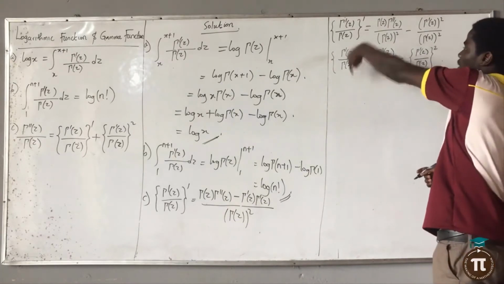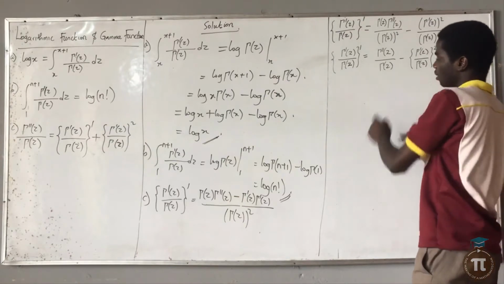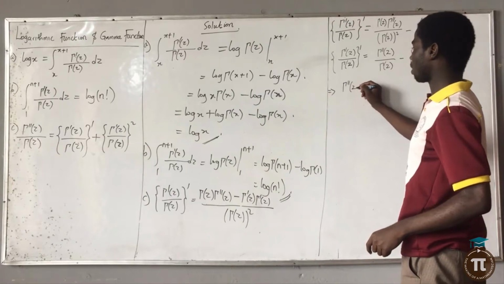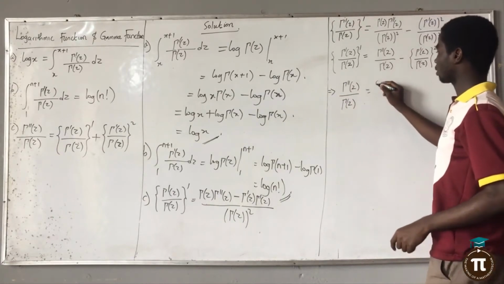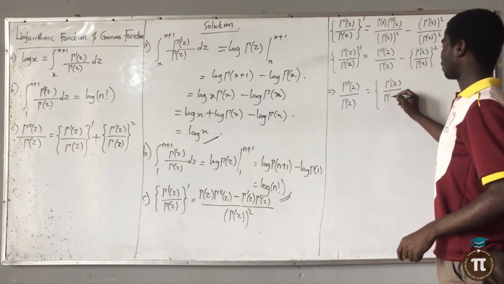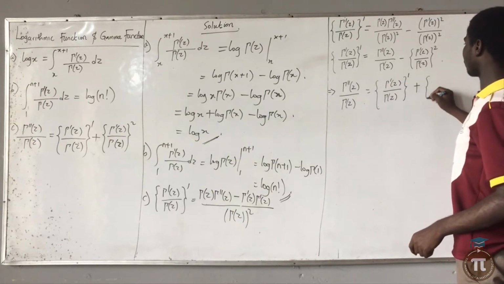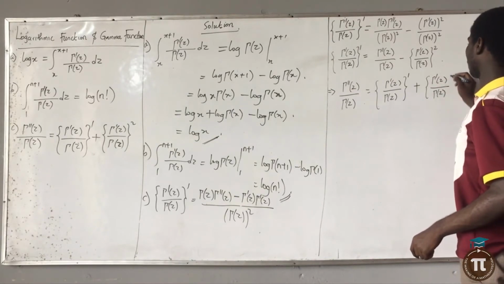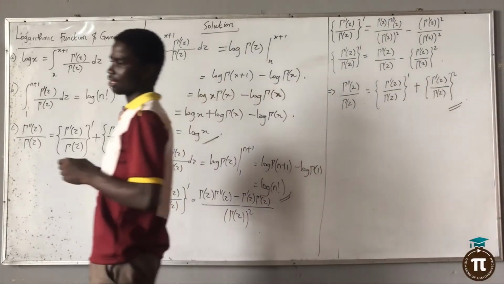Take this to the other side, so that at the end of the day you'll have the second derivative of gamma of z over gamma of z equal to the derivative of gamma of z over gamma of z, all squared, plus the derivative of the log gamma. And that is the proof of what I have written there. That is the answer.